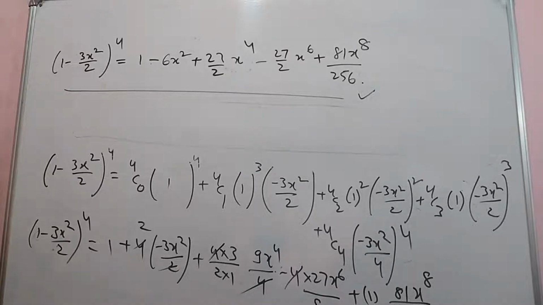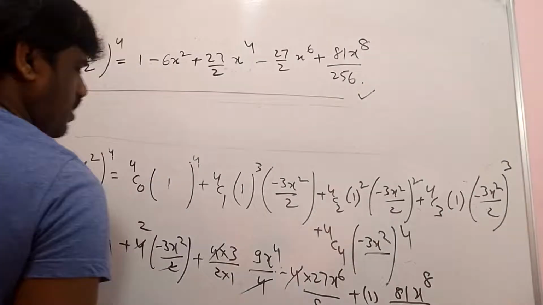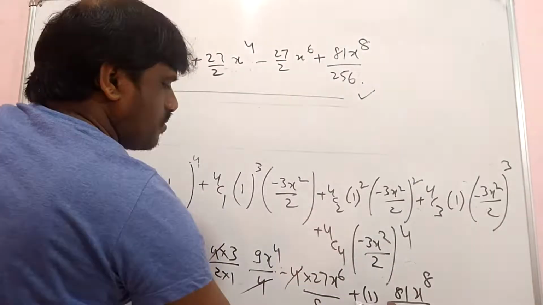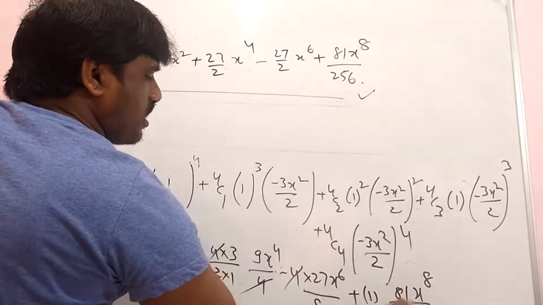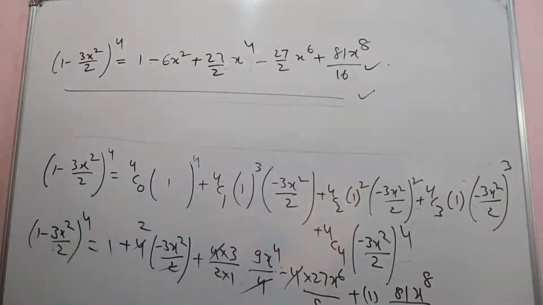1 minus 6x² plus 27 by 2 x⁴ minus 27 by 2 x⁶, 81 by 16. How will it be 16? 4C4, 2 power 4. It's a 2 power 4. Okay, I wrote here 4 power 4, but it's a 2 power 4. So 2 power 4 is 16: 2 to the 4, 4 to the 8, 8 to the 16. So the answer is 16 here. So this is exactly the right answer.